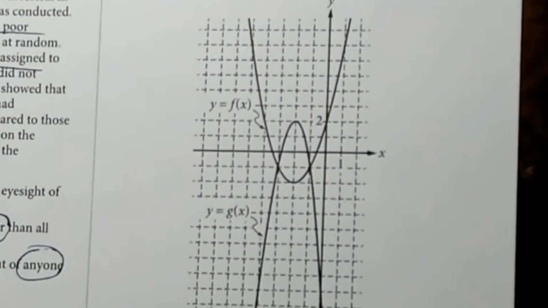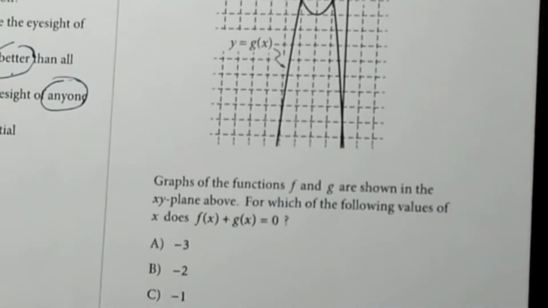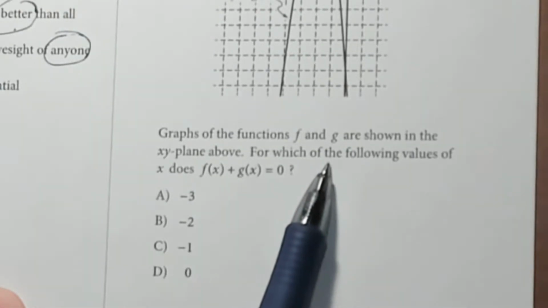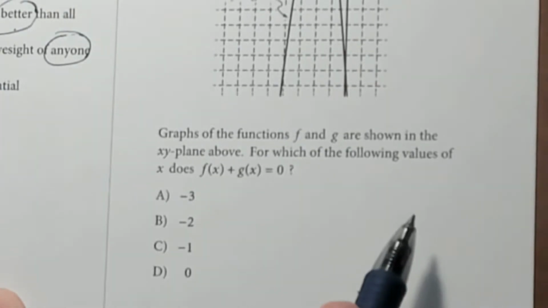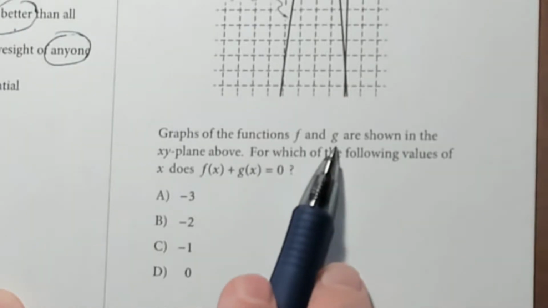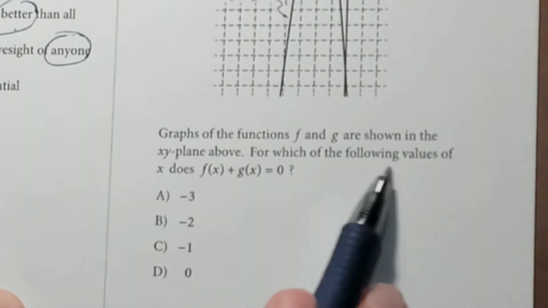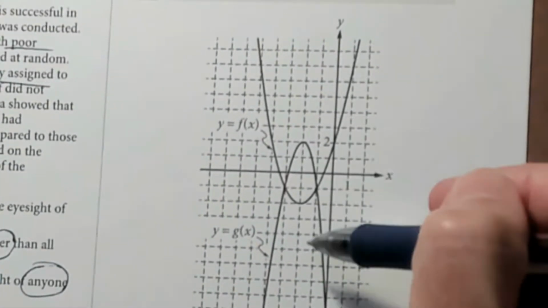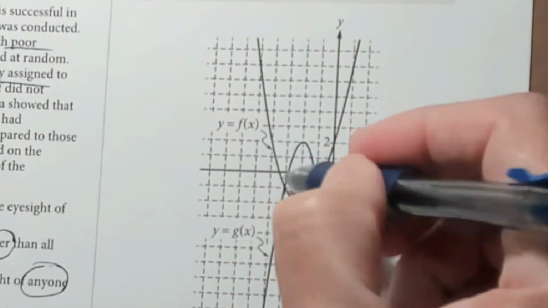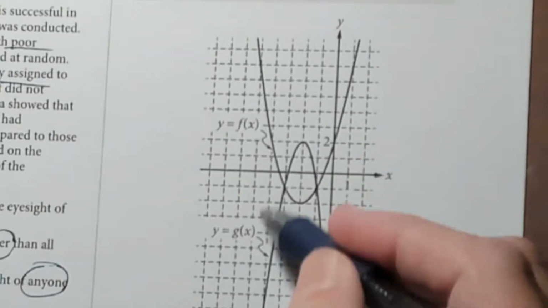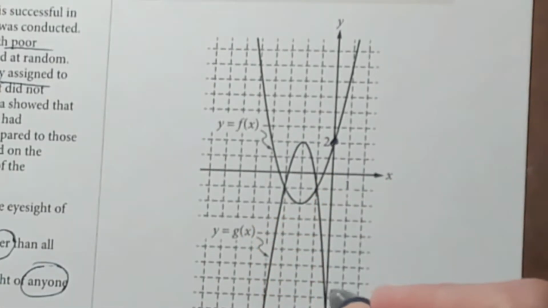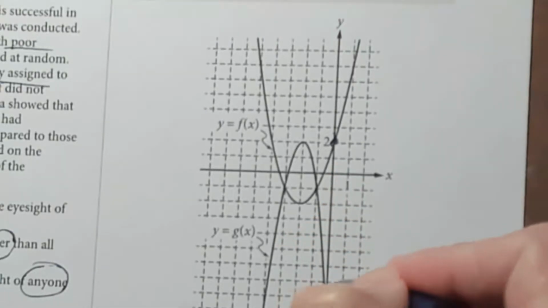Number 16, here's your graph. And I'll scroll down so you can see the answers and the question. The graphs of the function f and g are shown in the plane above. When you add them up, when do they equal 0? Well, when you add it up, that means the value on this graph plus the value on this graph. If you took these points, it would be that point plus that point. If you add those two, does that equal 0?